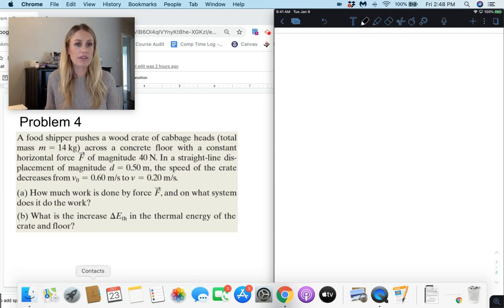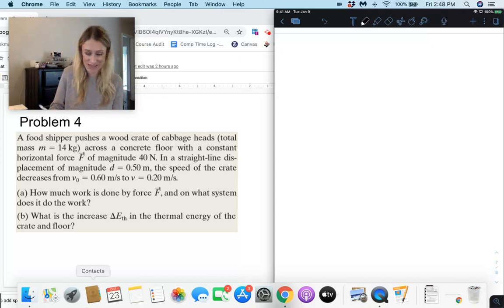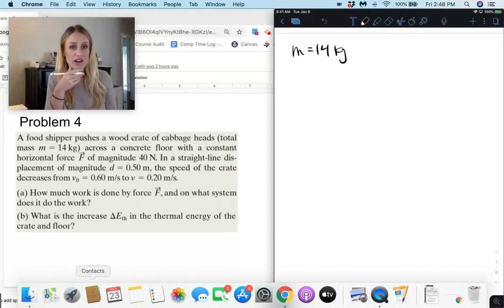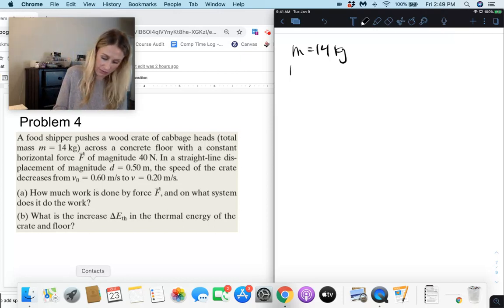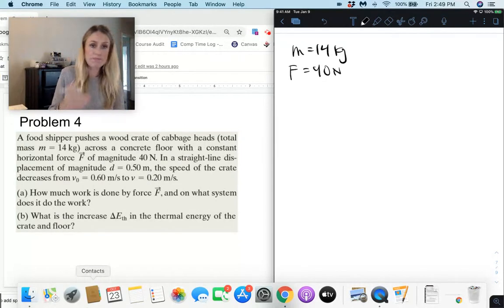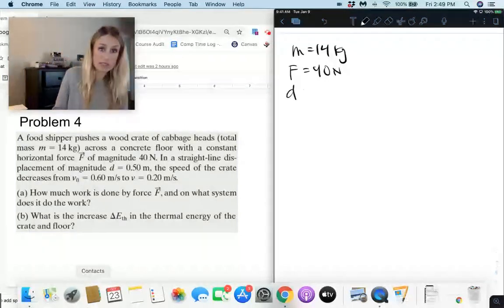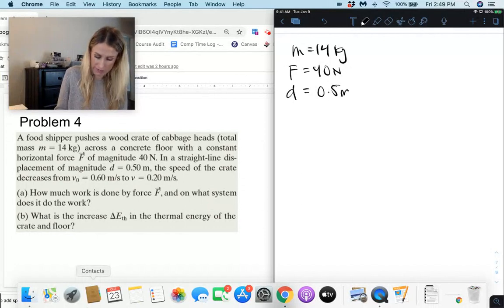All right, so we have an example of work and energy, and something that's actually involving friction here. A food shipper pushes a wood crate of cabbage heads, total mass M of 14 kilograms, across a concrete floor with a constant horizontal force F of magnitude 40 newtons, in a straight-line displacement of magnitude D equals 0.5 meters.